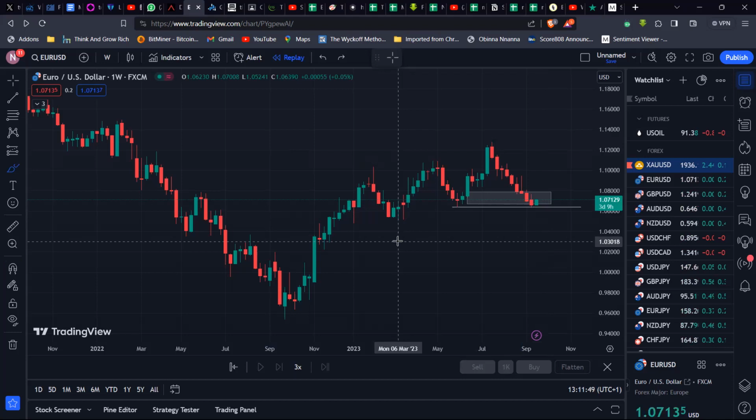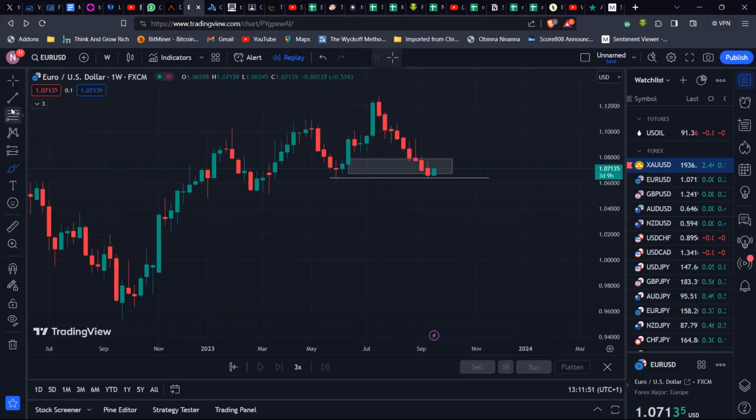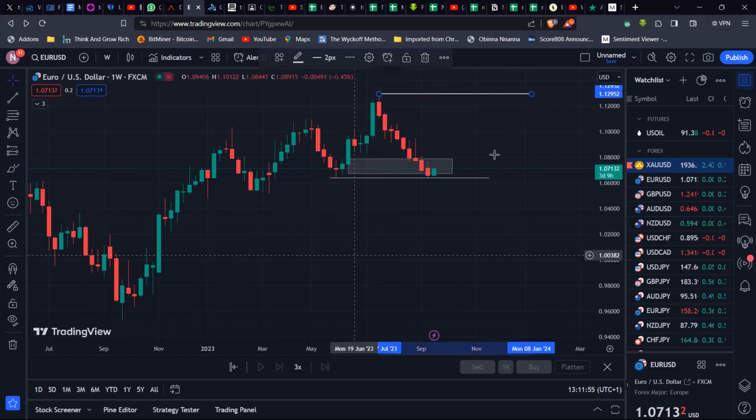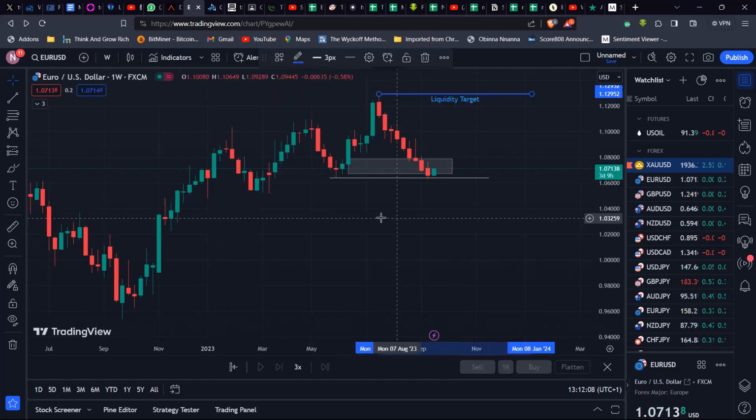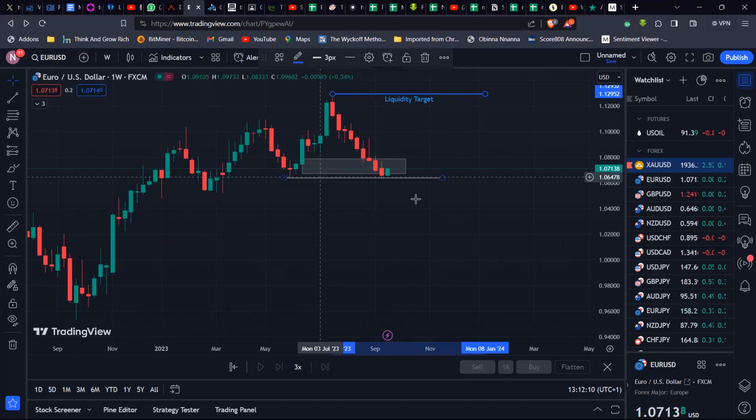I made mention of the fact that some pairs are setting up for a very good trade. Now, my target is this high. This is my high, and the price is at an area that I'm interested in. As long as price does not close below this low on a weekly time frame, I'm interested in buying. So this here is my liquidity target.